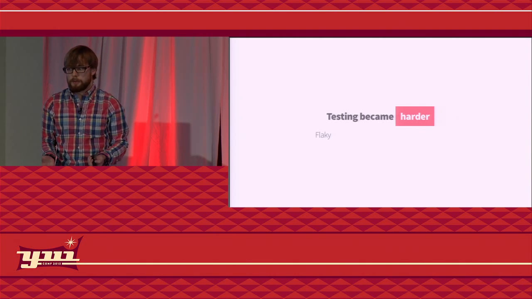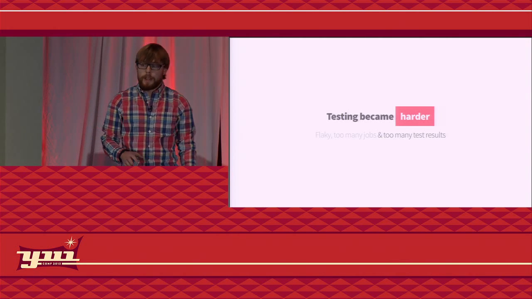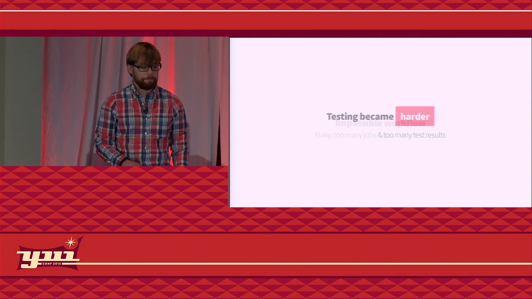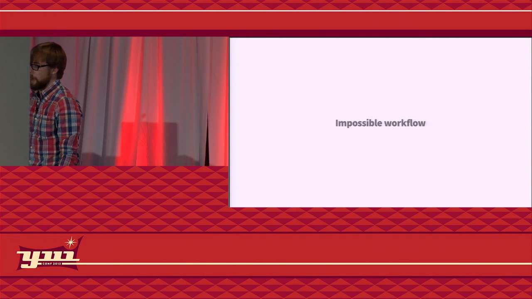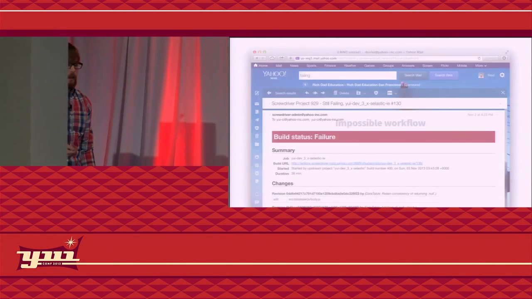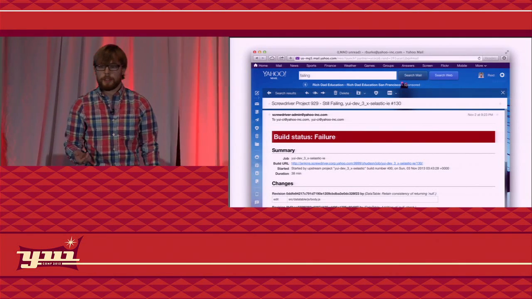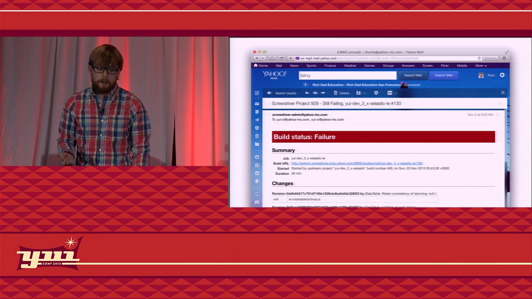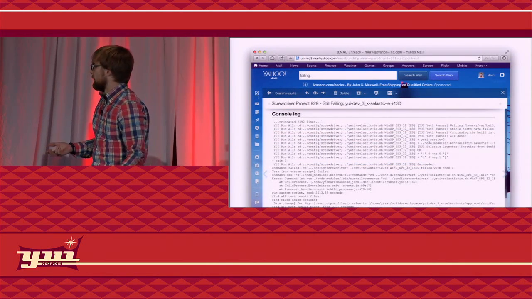Things go wrong. Things were flaky. We had too many things going on at one time, and we had way too many test results to make sense of. So the workflow for an engineer on our team was impossible. What they would get is an email that says something went wrong. There's a failure. You've got to check something out because everything is totally broken. But if you wanted to check out what the failure is, this is the information that we get.